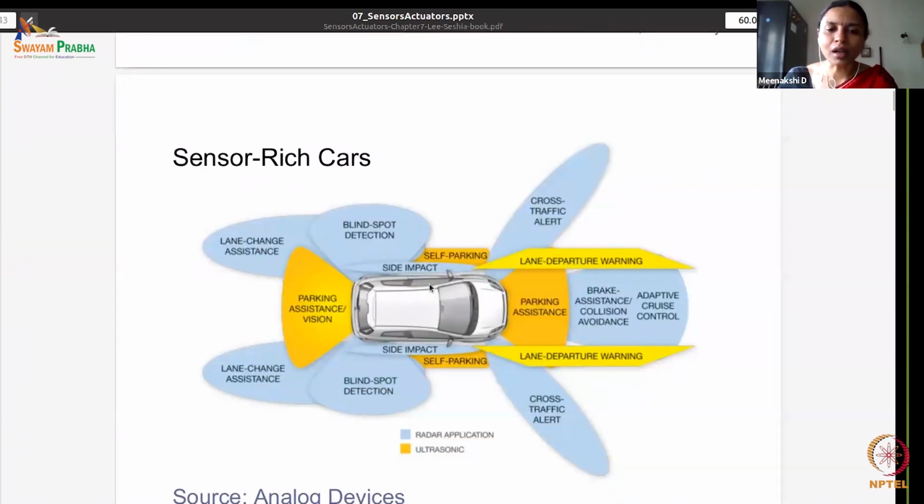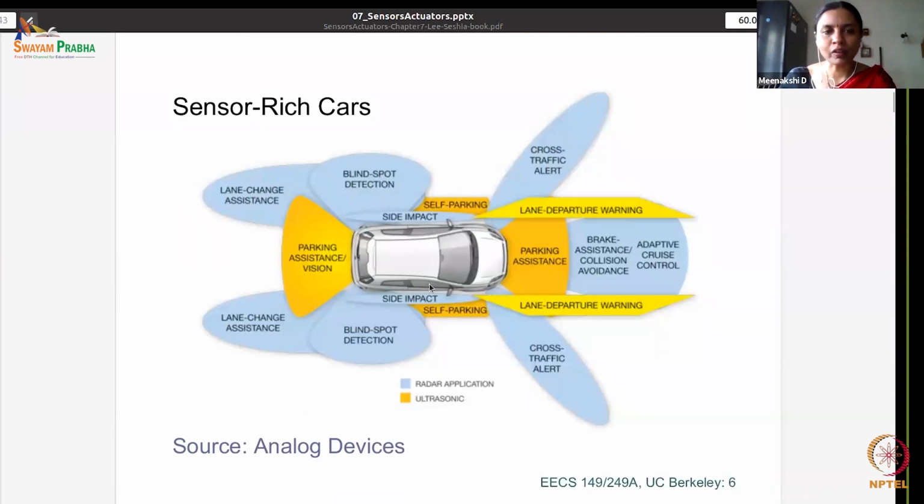So if I take a car and look a little bit into it from the lens of understanding what sensors a car has, this is the kind of functionality or the sensor that the car has. The blue colored ones are applications that cater mainly to radar information. And the yellow ones are the applications that cater to sonar, sound related information.